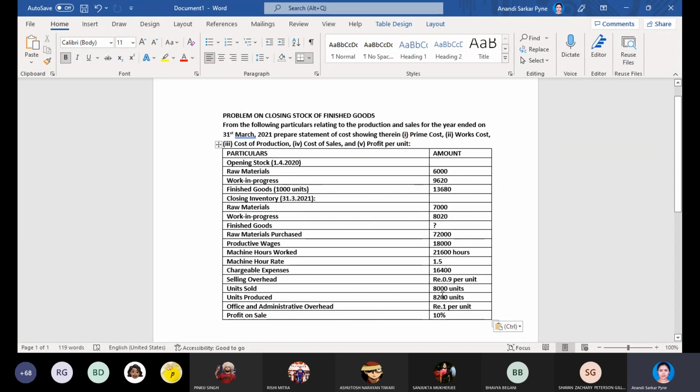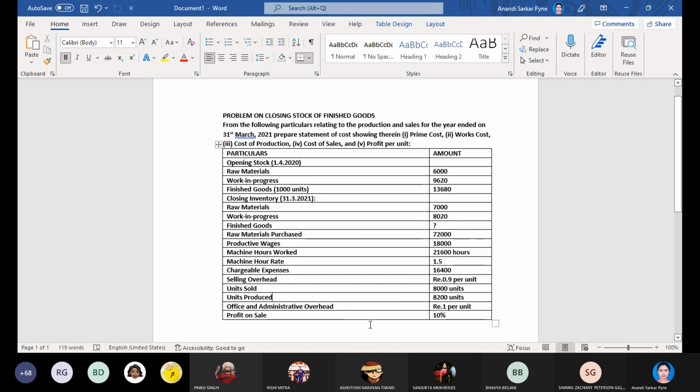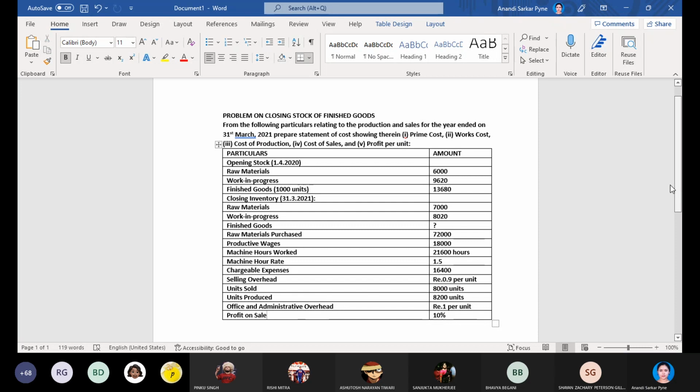So every detail is there. Opening stock is mentioned, purchased units are mentioned, and units to be sold are mentioned, but the closing units are not mentioned. So every other variable is mentioned, and we can find out the closing stock of finished goods. We have office and administrative overhead, which we will multiply with the units produced, and we have profit on sale of 10%. Whatever the sale amount, the profit will be 10% of sales, that is 90% of cost. Okay, let's start doing the problem for clarity upon the question.